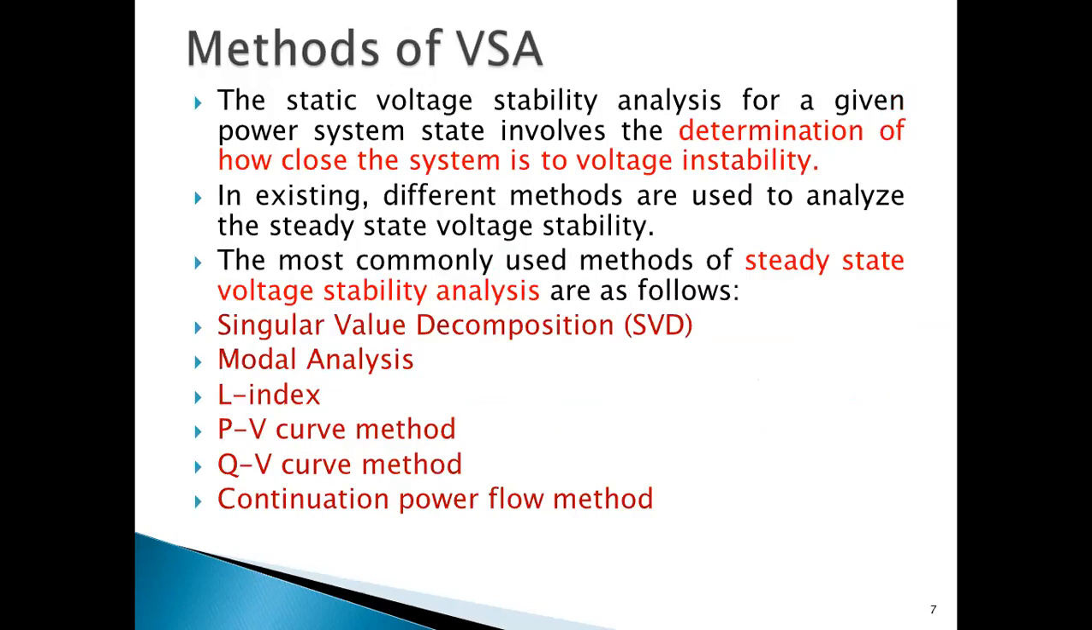Further, the static voltage stability analysis for a given power system state involves the determination of how close the system is to voltage instability. In existing literature, different methods are used to analyze the steady state voltage stability. The most commonly used methods of steady state voltage stability analysis are as follows: singular value decomposition method, modal analysis, L index, PV curve method, QV curve method, and continuation power flow method. These are all the examples of static method of voltage stability analysis. This method depends upon the power flow equations.